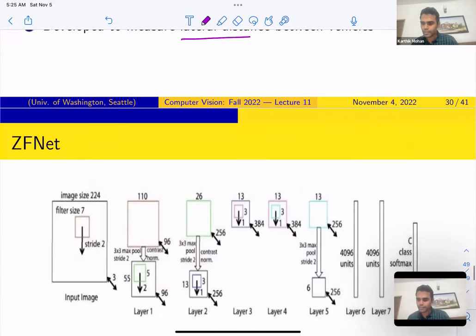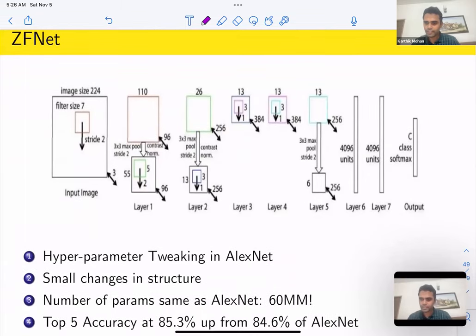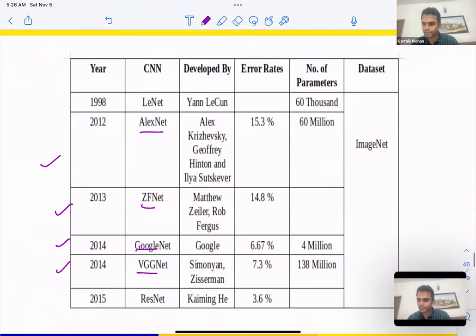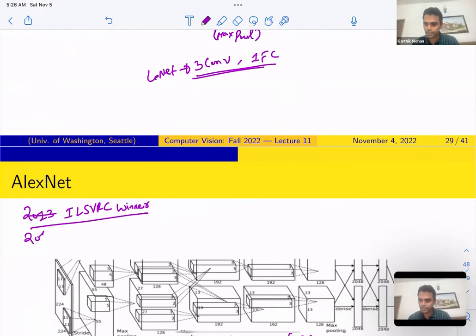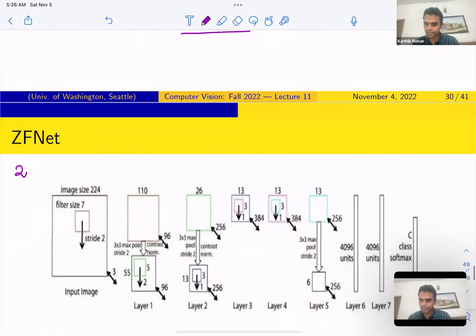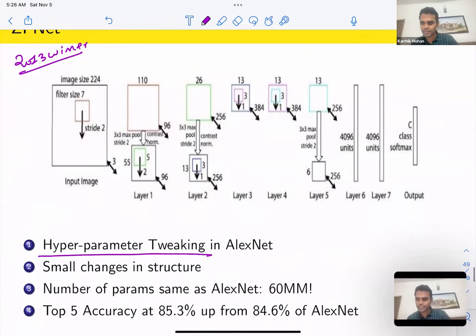Okay. And then we have ZFNet. ZFNet is, I think, was it 2013? Let's look at it. ZFNet is, oh, AlexNet is actually 2012, sorry. This is 2012. And then ZFNet is the 2013 winner, right? So the winner of the 2013 ILSVRC challenge took the model from 2012 and did some hyperparameter tweaking, right? So changed some of the hyperparameters, really optimized for it, and made some small changes in the structure.